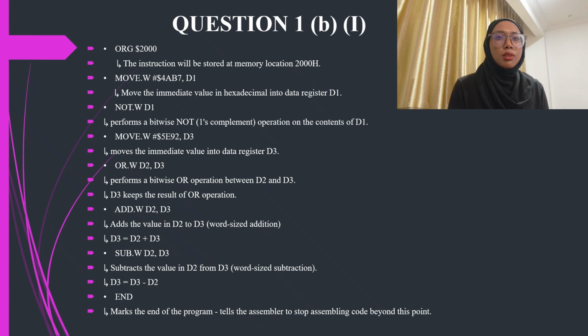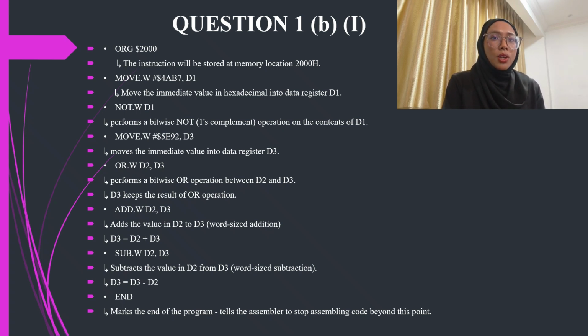Next, move.w #$5E92 into D3 means move the immediate value into data register D3. Next, or.w D2 into D3 means perform a bitwise OR operation between D2 and D3. D3 keeps the result of the OR operation. Next, add.w D2 D3 means add the value in D2 to D3. It's a word size addition, which is D3 equals D2 plus D3.